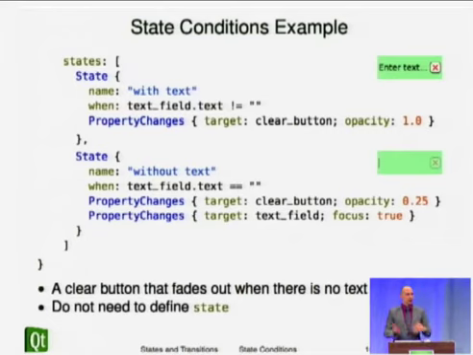So the state change is now bound to the property change of this text property. Still using the same property binding mechanism that we've seen throughout. It's just now used to change the state property.